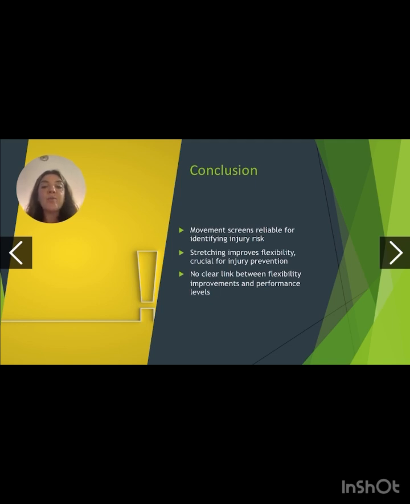In conclusion, movement screens and stretching are consistent in spotting and reducing injury risks. There is no strong data connecting increased flexibility to better performance. However, techniques are essential for a well-balanced program and can help with her season ahead. It is noted that stretching alone will not improve her performance, but with the assistance of a strength program, we can create a better all-round program for her.